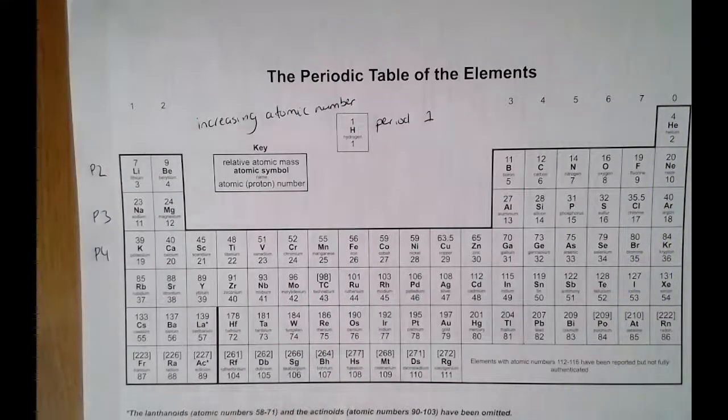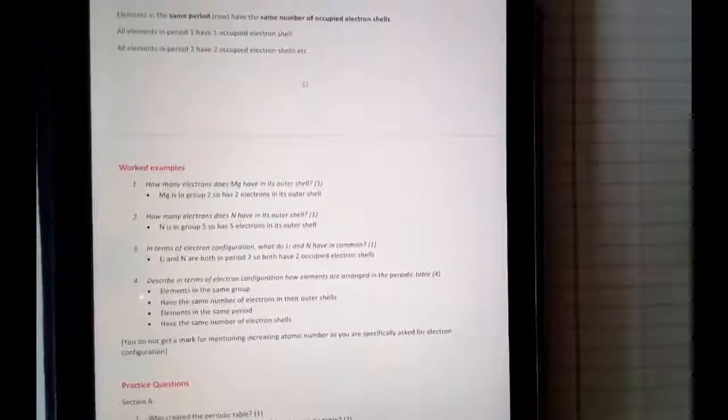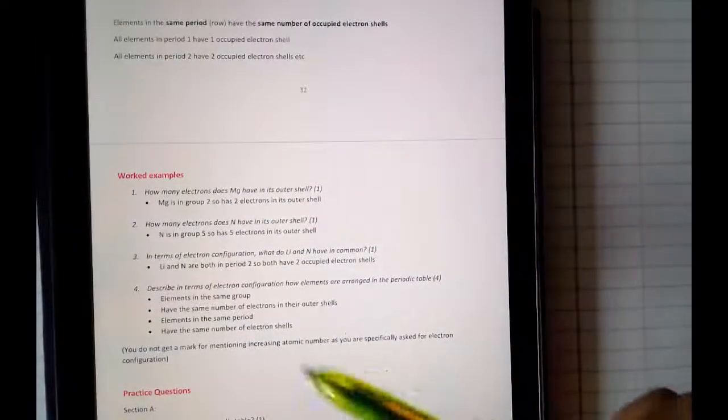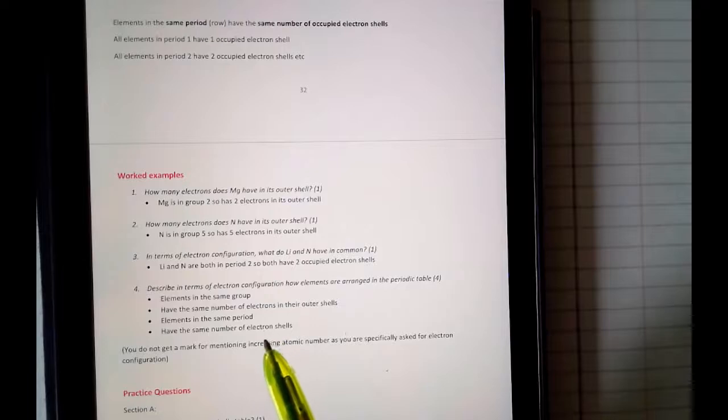It's a really common exam question where they'll ask you to describe how the elements are arranged according to electron configuration. So again, electron configuration just means how the electrons are arranged. And what you would need to say is that elements in the same group have the same number of electrons in their outer shell, but elements in the same period have the same number of electron shells. So that's how you would answer that there. You're not going to get any marks for talking about increasing atomic number because you're specifically asked about electron configuration.